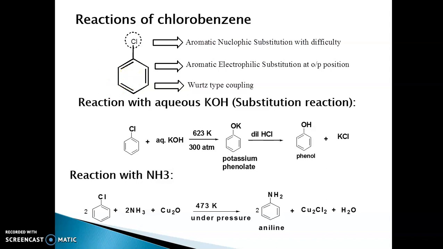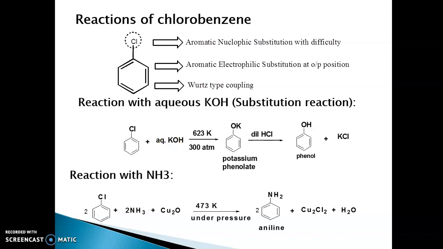Now the reactions of chlorobenzene. The first is a simple reaction, that is the reaction with aqueous KOH, potassium hydroxide, which is a type of nucleophilic substitution reaction, in which this Cl atom gets replaced by an OH group. We know that this is not an easy-going process because the C-Cl bond is a very strong bond, and it is very difficult to replace this Cl. So this is not simple as in case of alkyl halide, in which it reacts with aqueous KOH and immediately we get the formation of the corresponding alcohol R-OH.